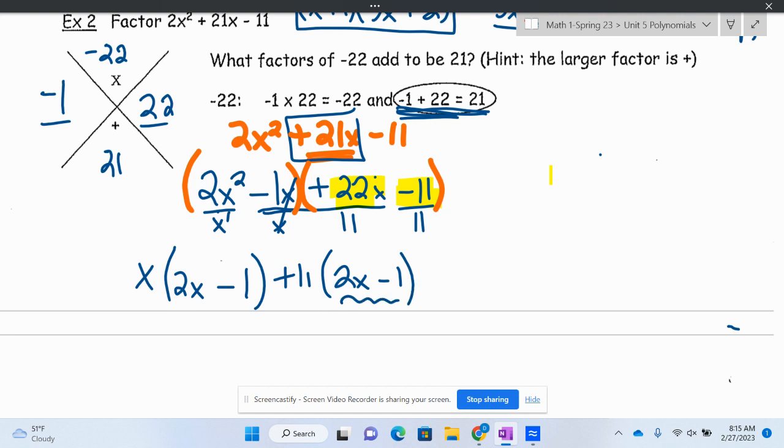Do I have my copycat term? I do. If we had divided by a negative 11, Logan, we wouldn't have gotten a copycat. Okay? That's why we have to divide by positive. So you take your copycat, and that comes out first. 2x minus 1. Multiplied by what is left over. What do we have left over not in the parenthesis? What's the binomial that's left over in front of both parentheses? X plus 11.